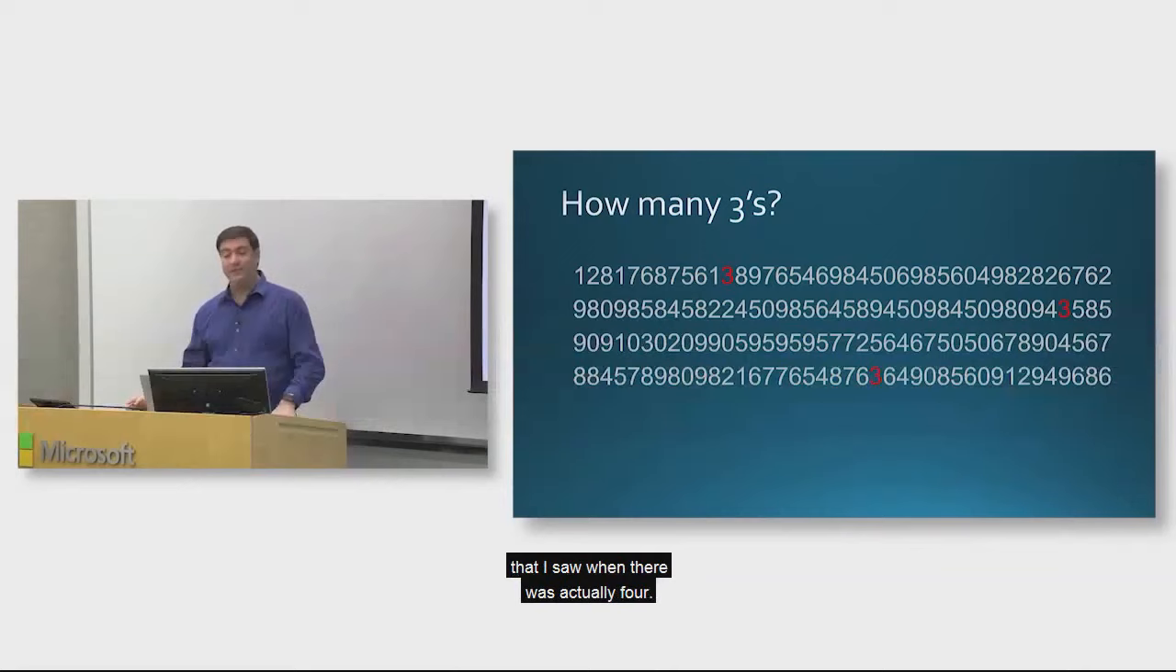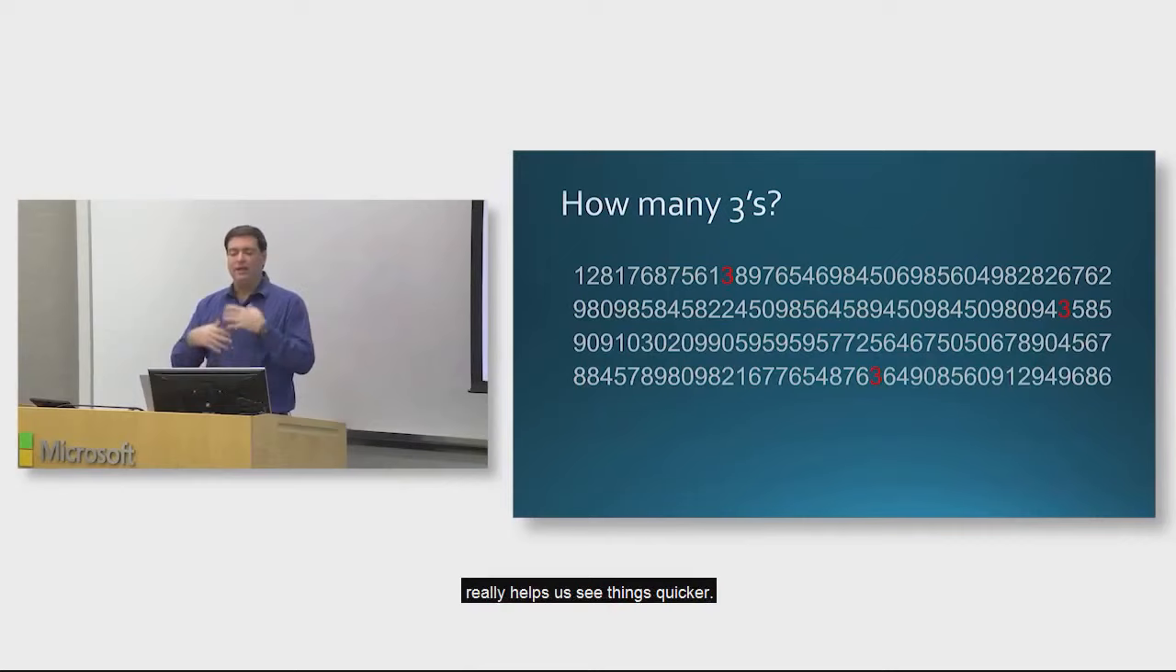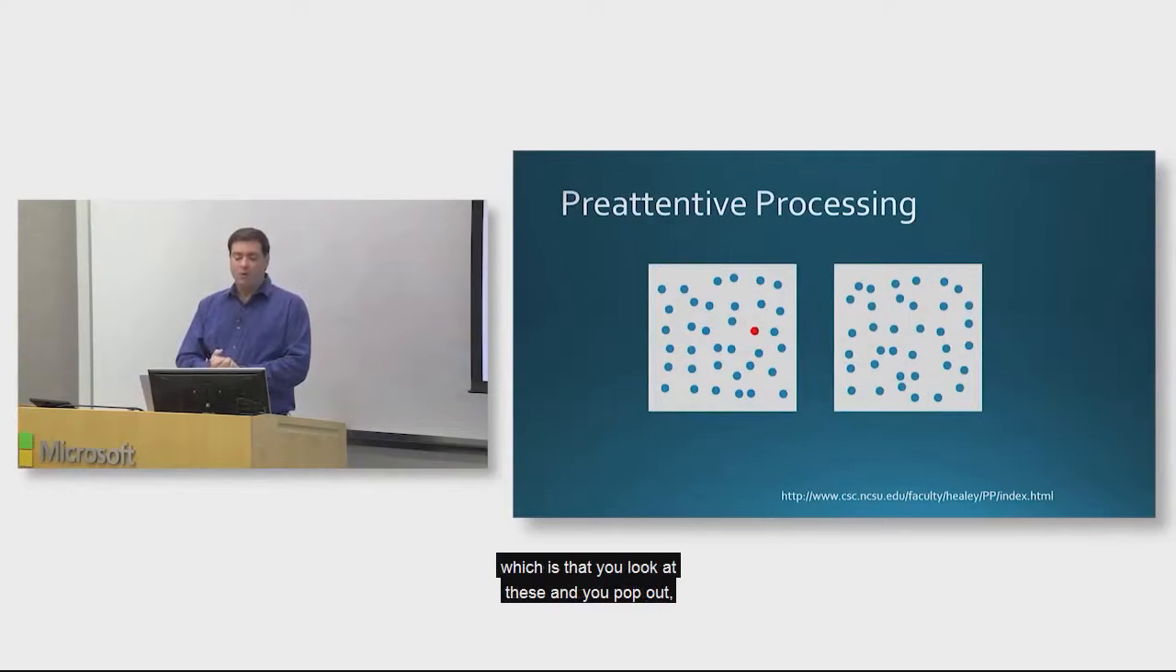So it's really important that we're honest and we do it well and accurately, because you can mislead, and that's another trend that goes on in this. But that pre-attentive processing really helps us see things quicker. So here's a very simple example: you look at these and what's the difference between those two things? You don't have to look at all those individual circles one at a time. One pops out because of the color. We pre-attentively focus on color.